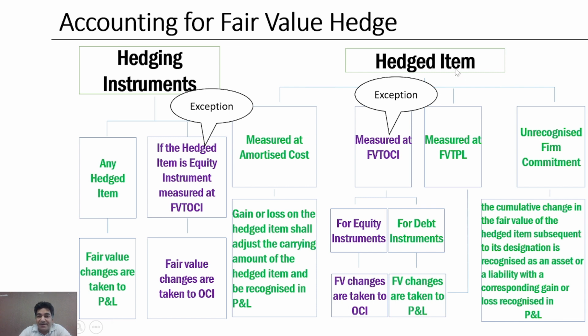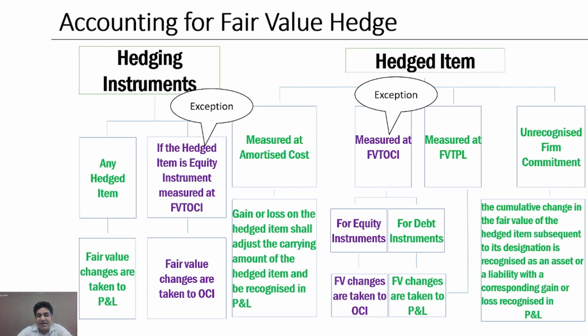And in case of a hedged item, all the fair value changes of a hedged item will be taken to the profit and loss account, whether it is at amortized cost, or measured at fair value through profit and loss account, or it's an unrecognized firm commitment. In all these cases, the changes in fair value of a hedged item will be taken to the profit and loss account. In case of a hedged item measured at fair value through OCI, we will see if it is an equity instrument or a debt instrument. In case of a debt instrument, fair value changes are again taken to the profit and loss account. Only if the hedged item is an equity instrument which is measured at fair value through OCI, then it will be taken to other comprehensive income.